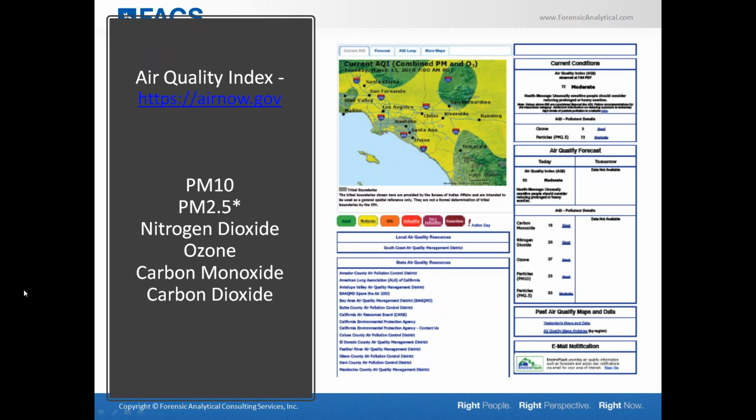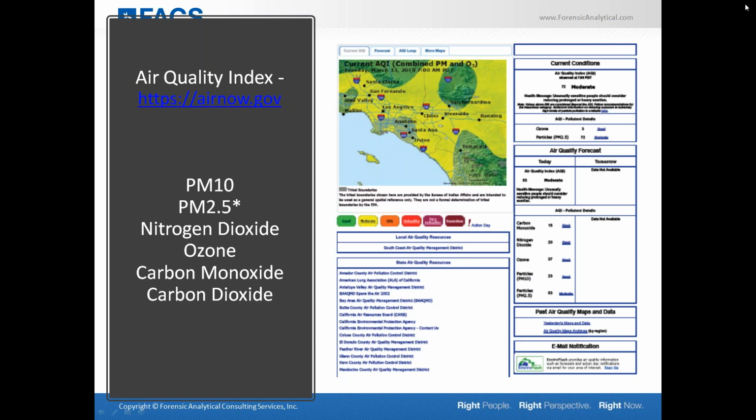On the screen now is the EPA's website, airnow.gov, which provides an air quality index for specific agents in the air. You can find where you live, where you work, or where you're trying to find out how the air quality is and put it into the program, and it provides an air quality index, and it will rate it good, moderate, unhealthy, and very unhealthy.